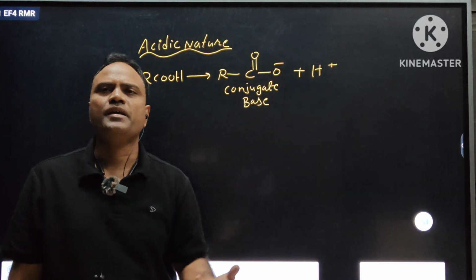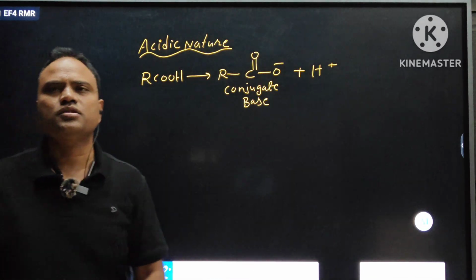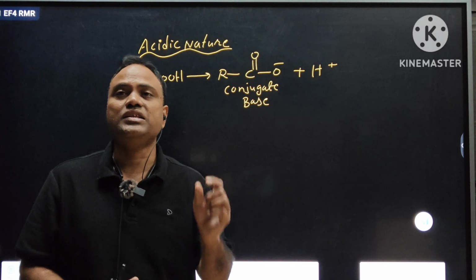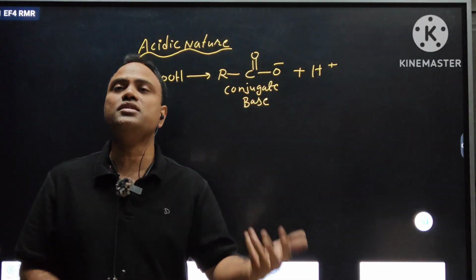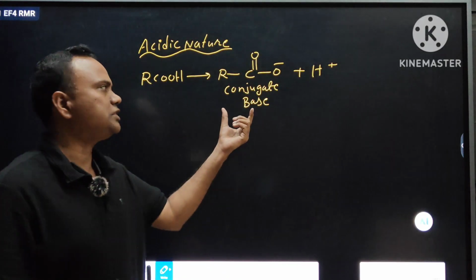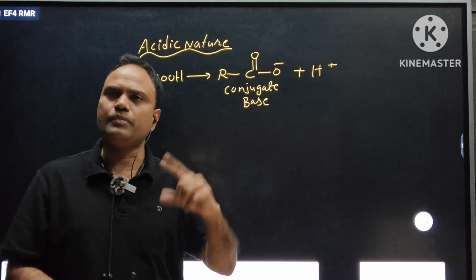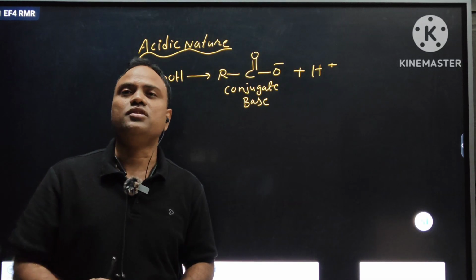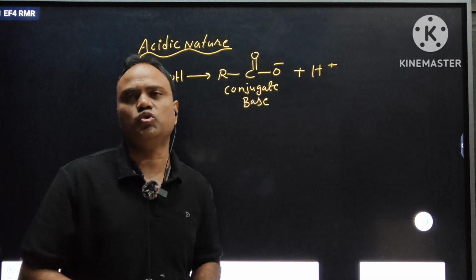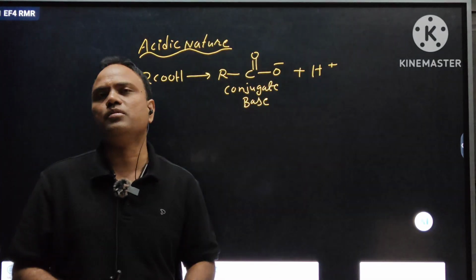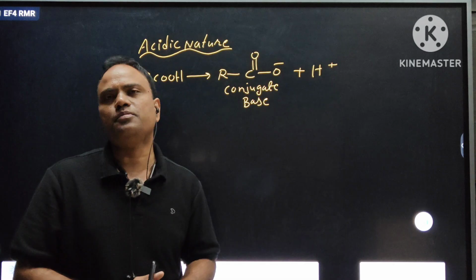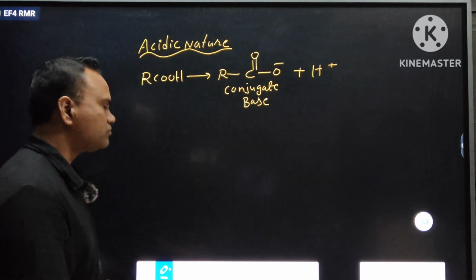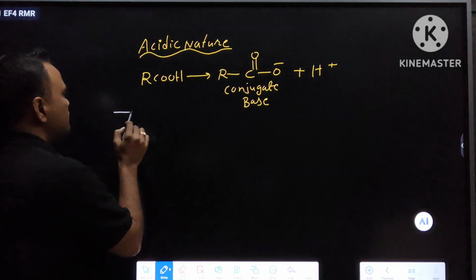If the conjugate base is stable, the corresponding compound is more acidic. When will the conjugate base be more stable? When it is attached to a minus I group or minus M group. That's why acidic nature increases with minus I groups, and minus M also. We already discussed these points in the first year.